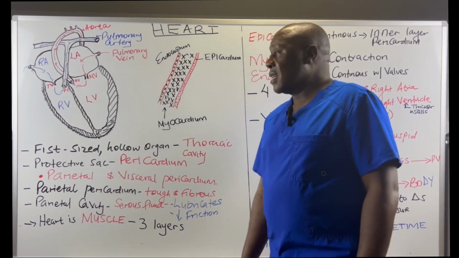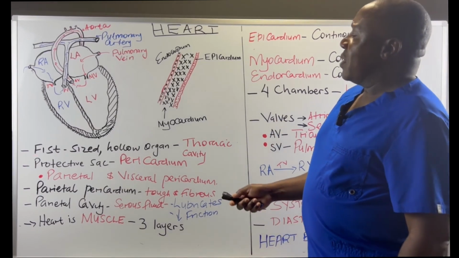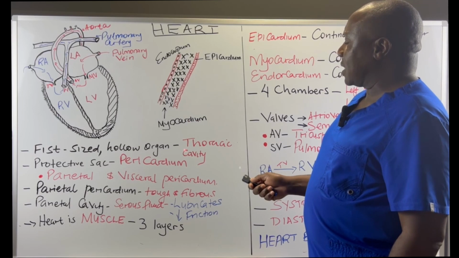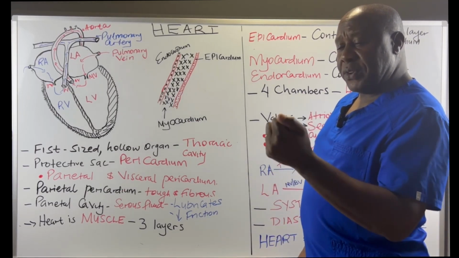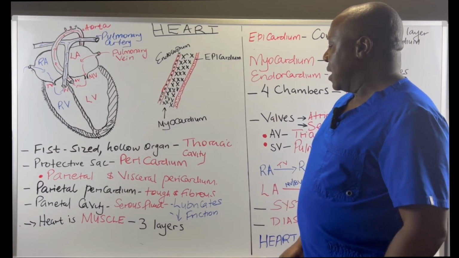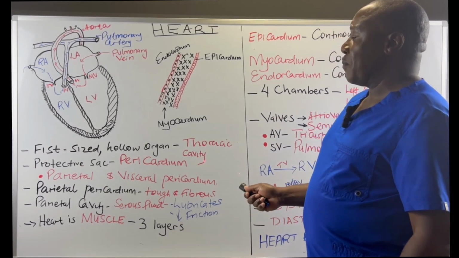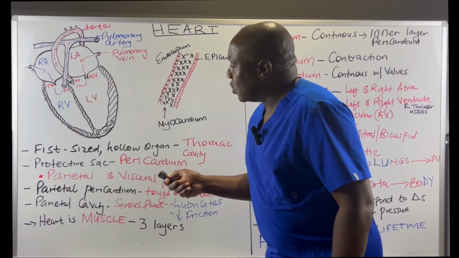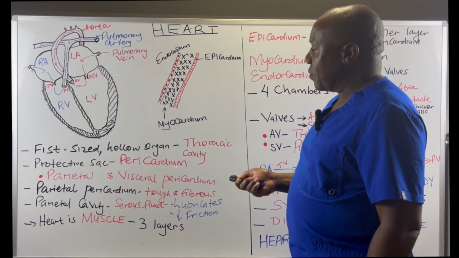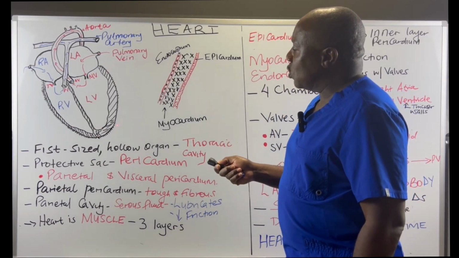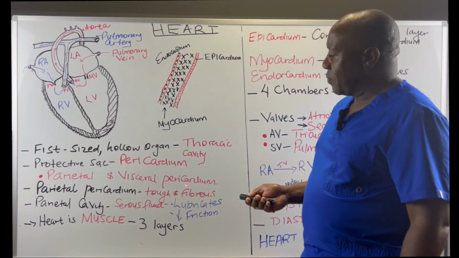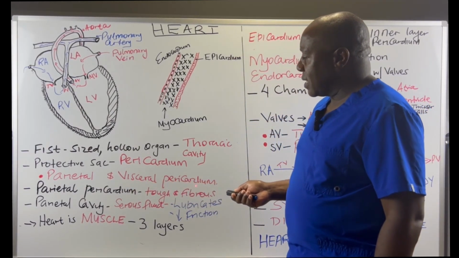So let's get started. The heart is a fist-sized hollow organ found in the thoracic cavity. It is found in that space that lies in between the lungs. The heart is enclosed in a protective sac referred to as the pericardium. This pericardium consists of two layers. We have the parietal pericardium and the visceral pericardium.